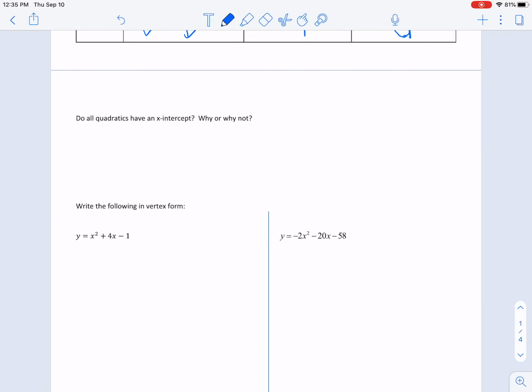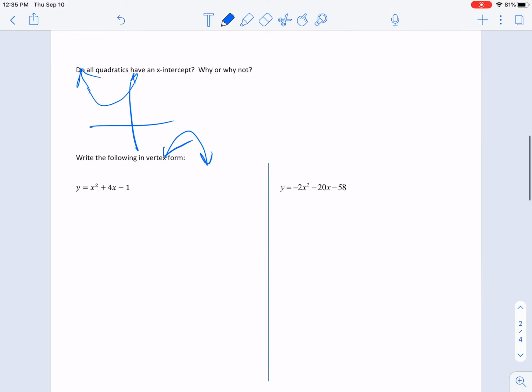Okay, do all quadratics have an x-intercept? Why or why not? No, they do not. It could stay entirely above, or it could stay entirely below.